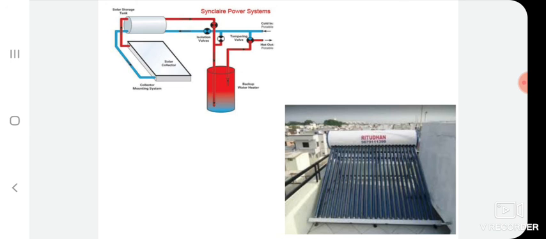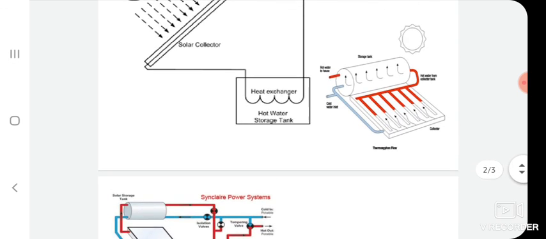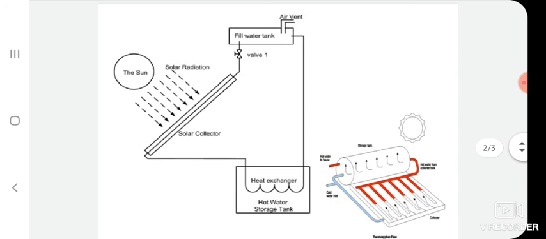In this way we can understand a solar water heater, how we can heat water by using a solar water heater. We discussed its principle, the theory behind a solar water heater, as well as working and collector types.